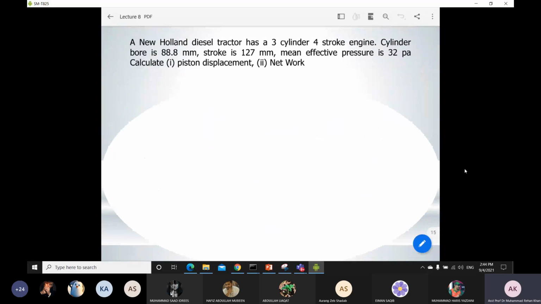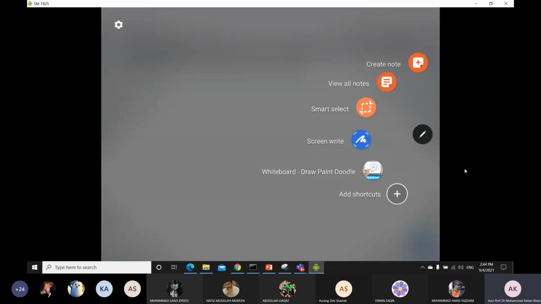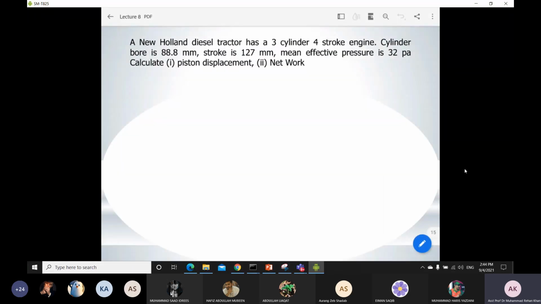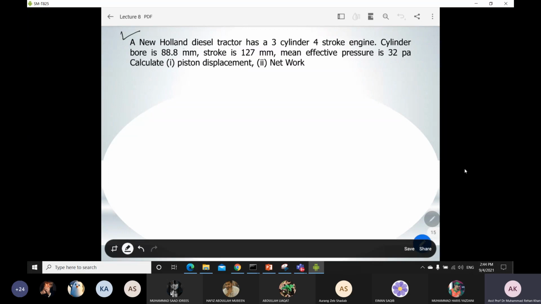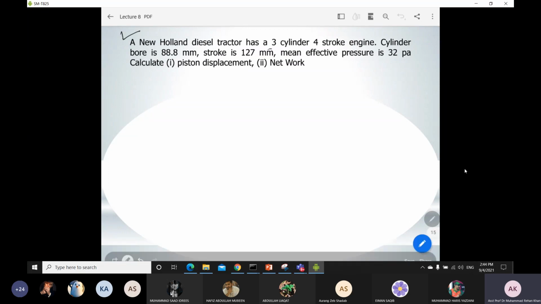Okay, so now coming toward one question. It is mentioned over there: a New Holland diesel tractor has a 3-cylinder 4-stroke engine. Cylinder bore is 88.8 millimeter, stroke is 127 millimeter. Mean effective pressure is 32 Pascal. So you have to calculate piston displacement and net torque.